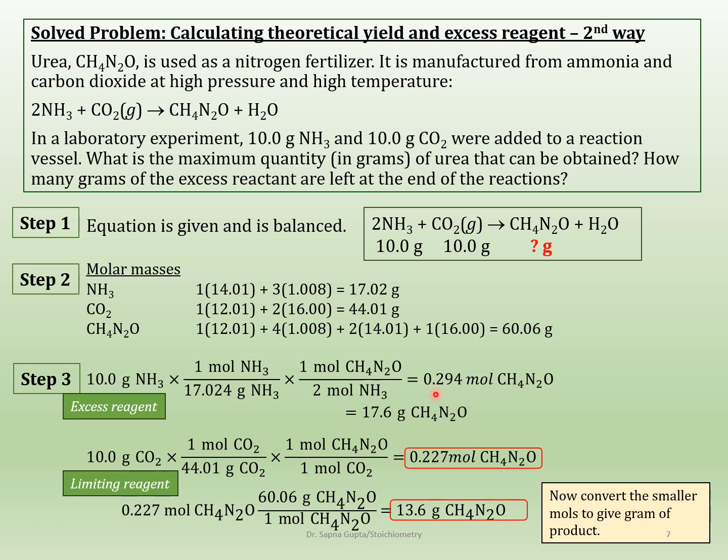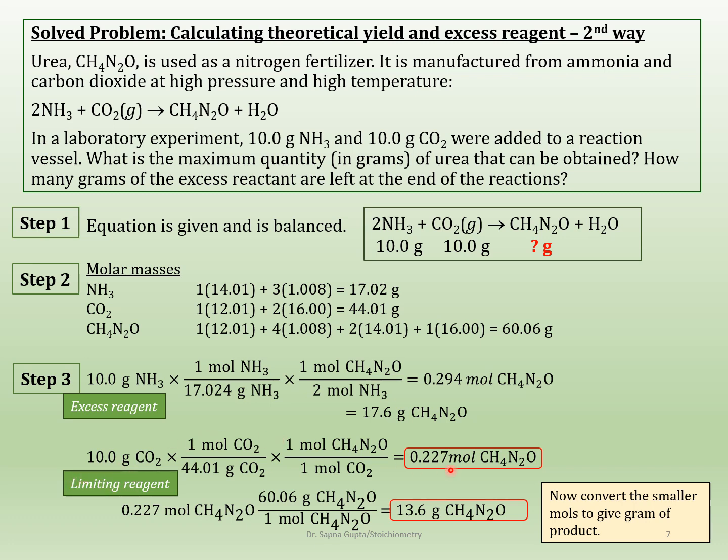Okay, so now you have to figure out what the limiting reagent is, because in this case, this one is forming 0.294 moles, and then here you're getting 0.227 moles of urea. So this one is the smaller number. Because this is the smaller number, that's your product that you're going to form, which means carbon dioxide is your limiting reagent. Remember, urea is not the limiting reagent. Urea is the product, okay? So you're forming the smaller moles of the product, and carbon dioxide is your limiting reagent.